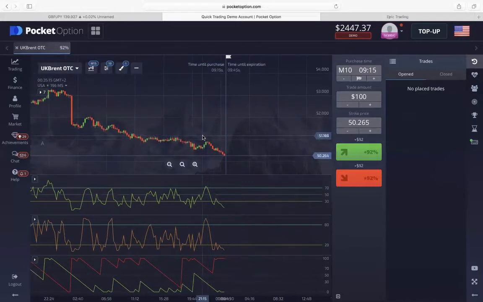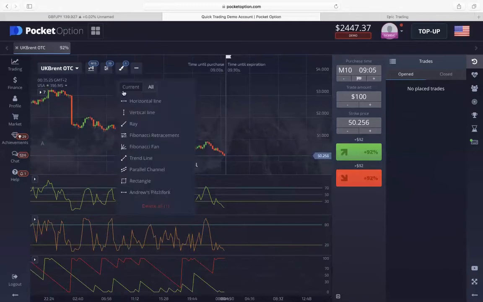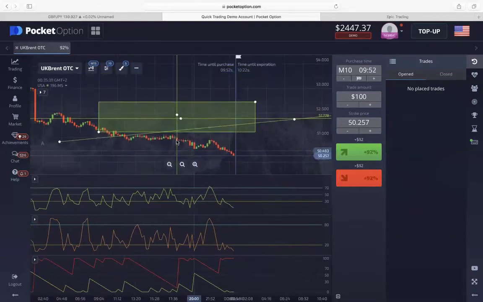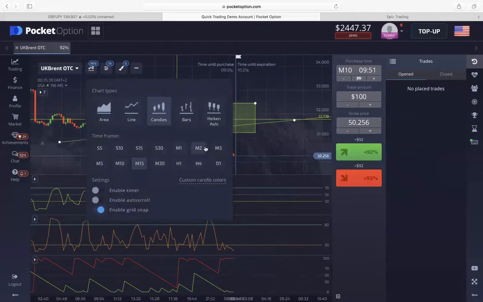And what you want to do when you're marking up the chart is use TradingView. So you are able to mark up the chart on PocketOption. I'll show you how to do that right now. With this paintbrush, you can add a horizontal line, you can add a ray, you can add a vertical line, you can add a rectangle, and these are just good, like I said, for marking up support and resistance. So let me just show you how I do this quick.